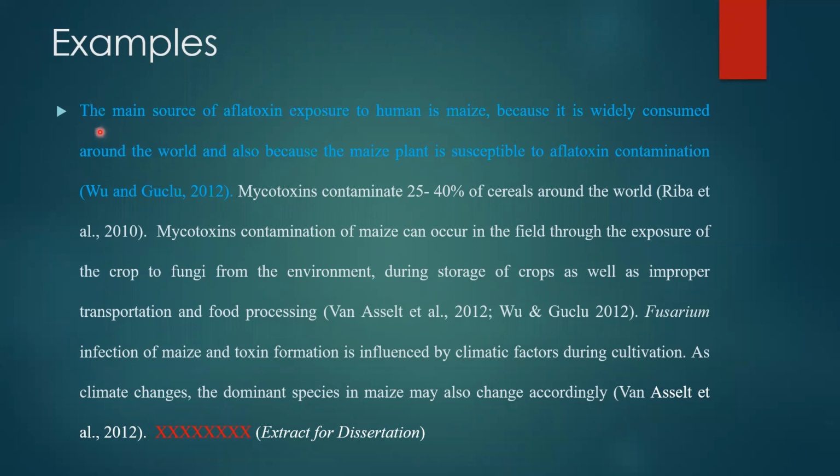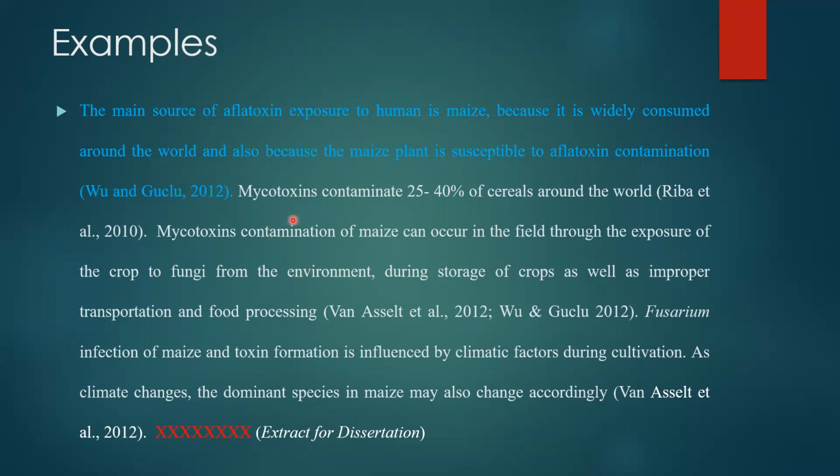First things first, state the point. The main source of aflatoxin exposure to humans is maize. That is the point stated. Then explaining the point: because it is widely consumed around the world and also because the maize plant is susceptible to aflatoxin contamination. That is explaining the point.